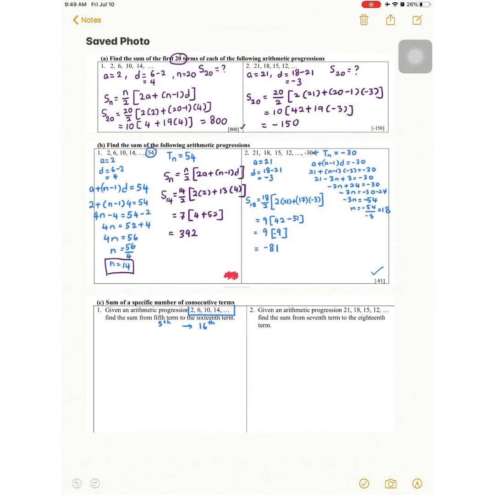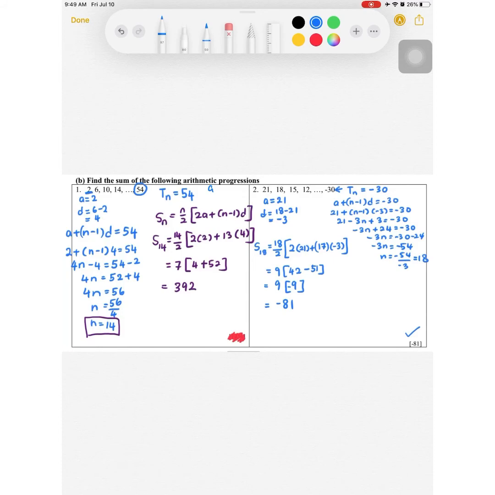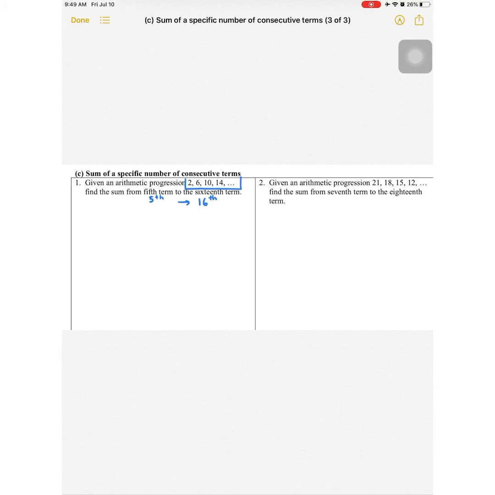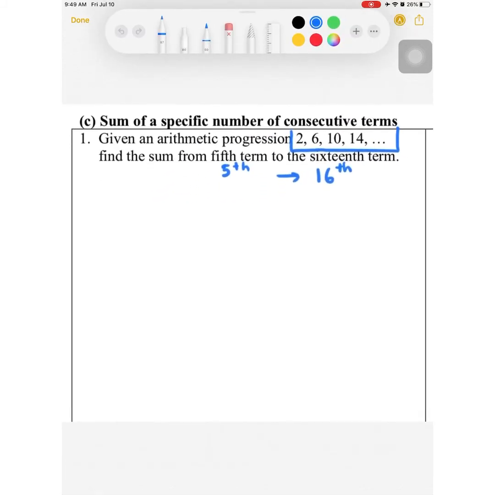Before this, the question said that you have to find the sum of the following arithmetic progression from the first term. From the very first term. You see? But for this one, you have to find the sum from the fifth term to the 16th term. So in this situation, first thing first, as usual, you have to find the A, because A is given, A is equals to 2, D is equals to 6 minus 2, which is equals to 4.